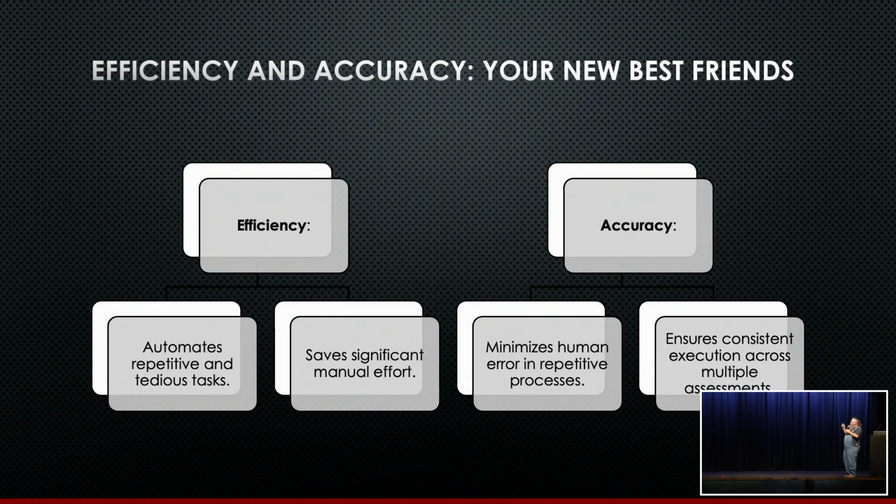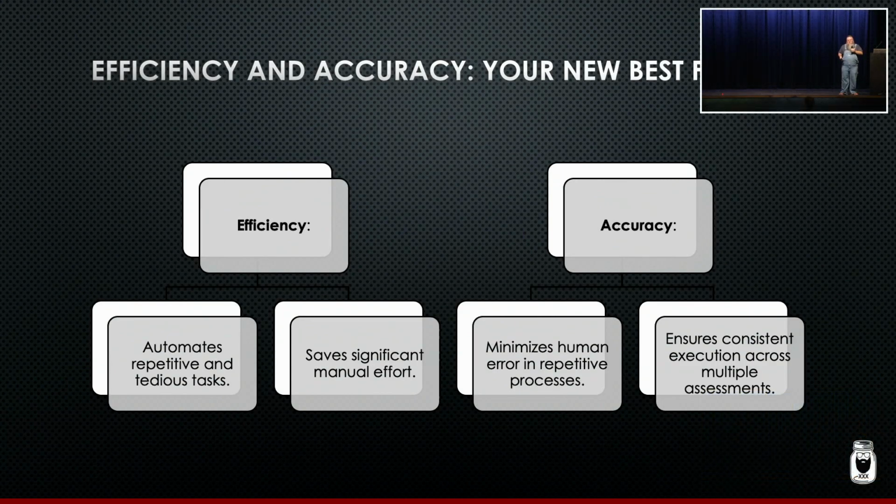Same thing. Efficiency and accuracy. This is where scripting and automation can come in handy. It makes things efficient. You don't have to retype everything. Accuracy, you get the same results every time, hopefully. If you don't, then you might want to go back and double check your code.